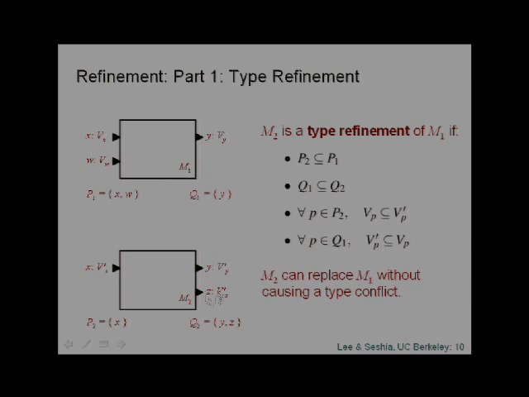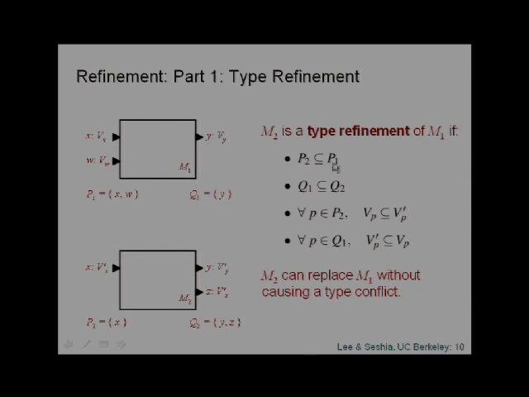Okay, so in this case we can substitute M2 for M1 because the input ports are a subset of the input ports of the original machine, and the output ports are a superset of the output ports of the original machine. Okay, and that's what we have here. So M2 is a type refinement of M1 if its input ports are a subset of the input ports of M1, and its output ports Q2 are a superset of the output ports of M1. Okay.